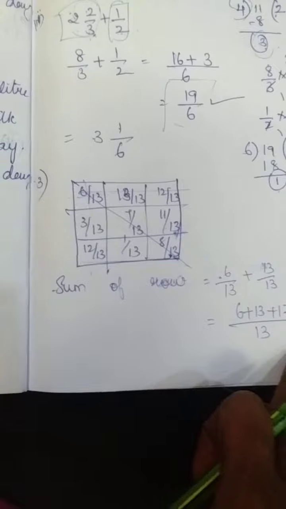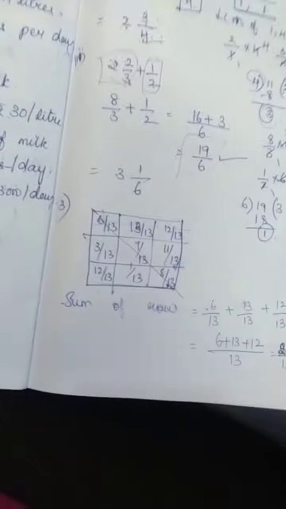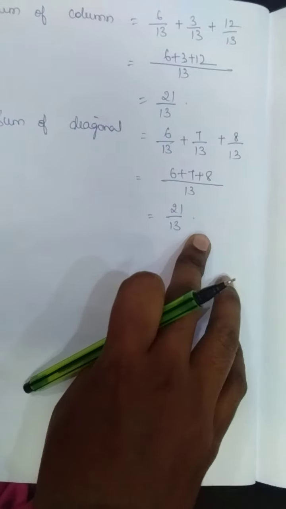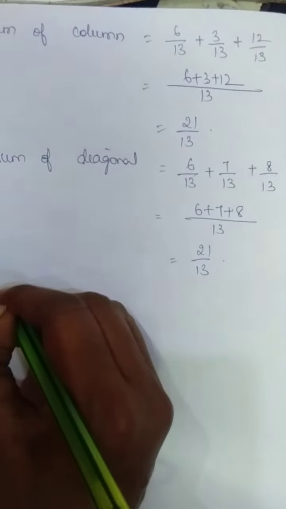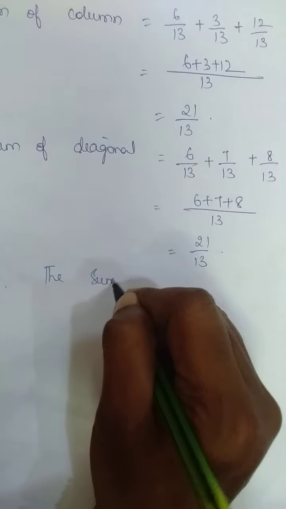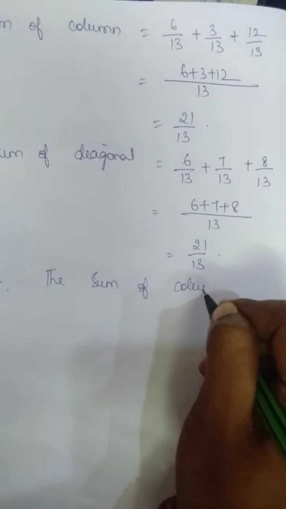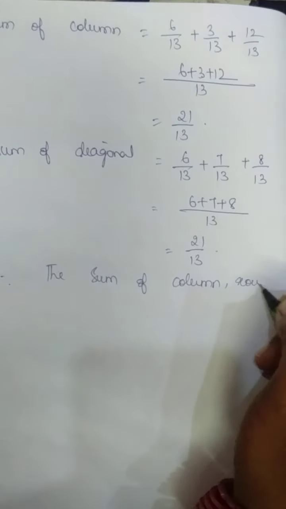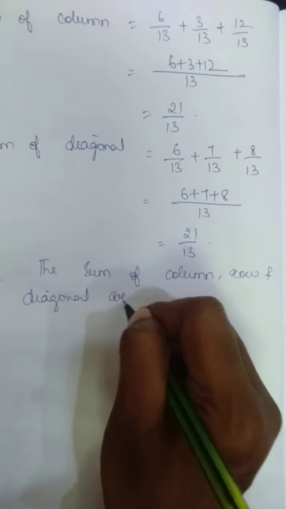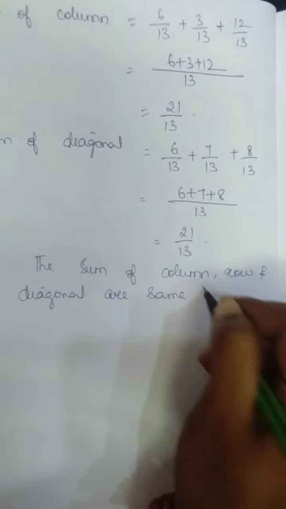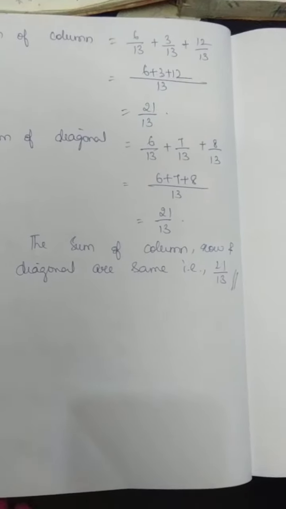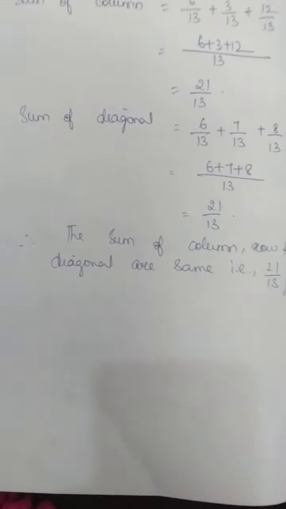The sum of row is 21 by 13. Okay. And sum of column is also 21 by 13 and sum of diagonals also 21 by 13. Clear? Now therefore the sum of column, row and diagonal are the same, that is 21 by 13. Clear? This is how you have to compute.